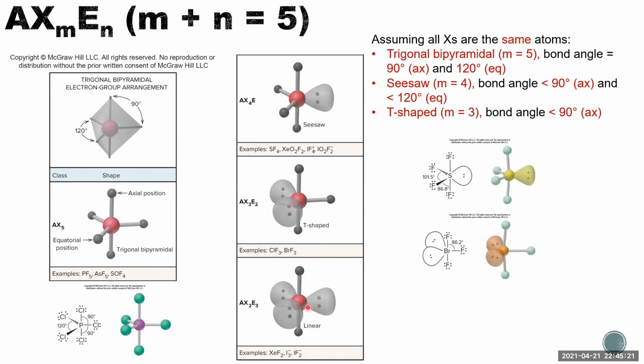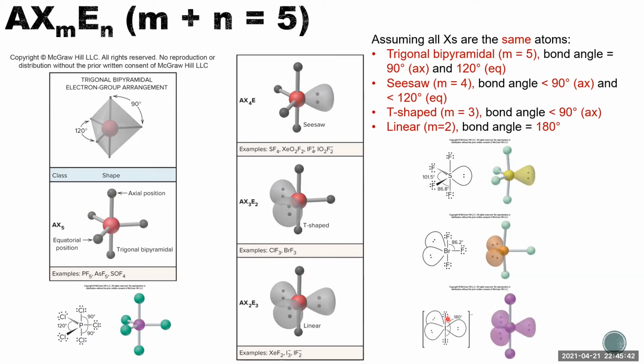Finally, if we have 3 pairs of electrons on the central atom, the leftover structure of the molecule is a linear shape. M equals 2, n equals 3. The bond angle equals 180 degrees. So every time you determine a linear structure, the bond angle has to be 180 degrees. An example of this type of molecule is I3 minus.